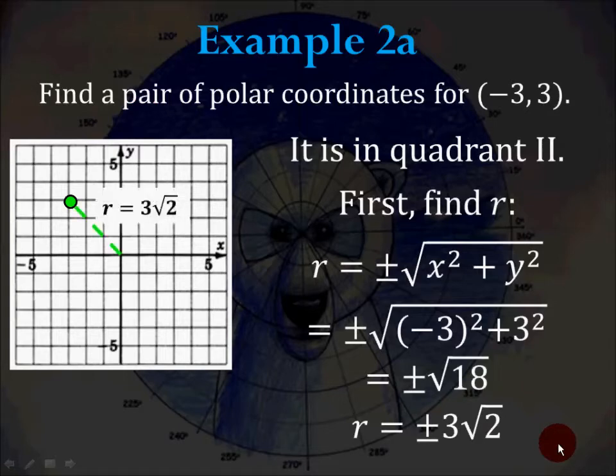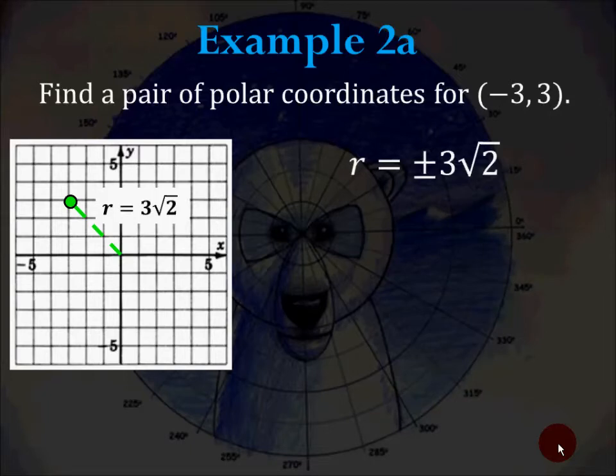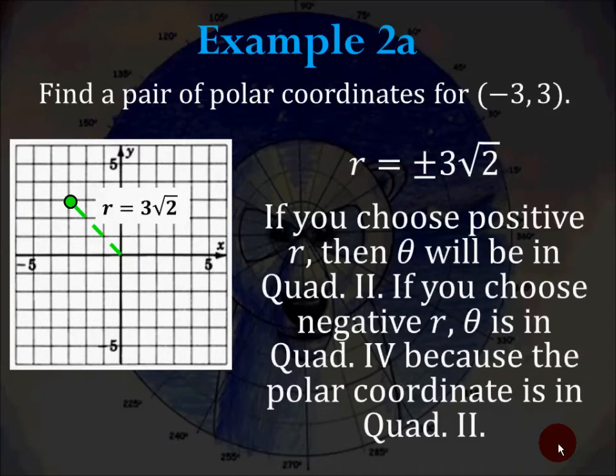All right. So there's r, 3 radical 2. So if we have plus or minus 3 radical 2, we choose a positive r, then our theta will be in quadrant 2. If you choose a negative r, now your theta is in quadrant 4, because the polar coordinate is in quadrant 2. Remember, if you were to do a theta in quadrant 4, then you would go with a negative r in the opposite direction. So you can try that and it'll make sense, I think, if you plug in some numbers.